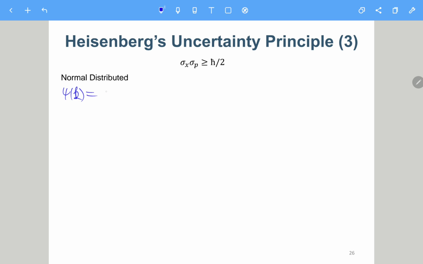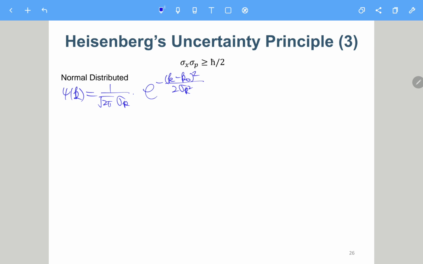a normally distributed function, which is like 1 over 2 pi sigma k, and then times exponential to minus (k minus k0) square over 2 sigma k square. So this is a normal distribution.